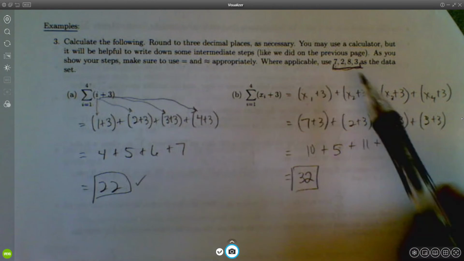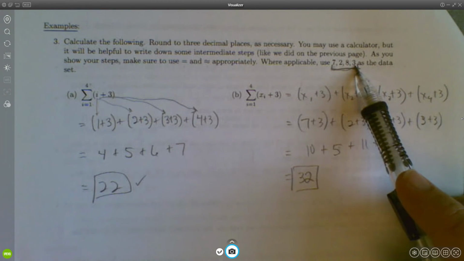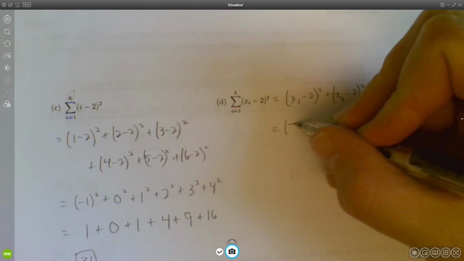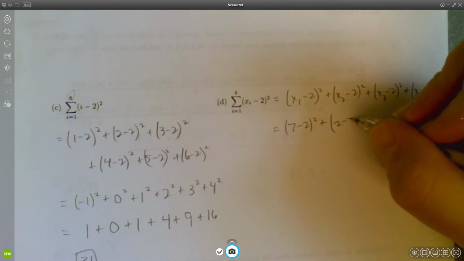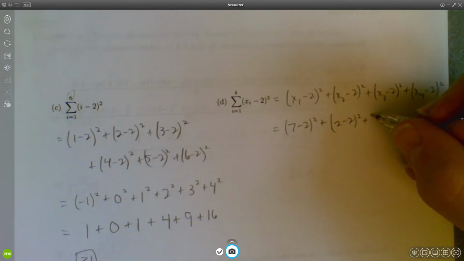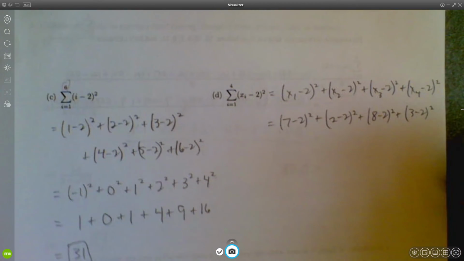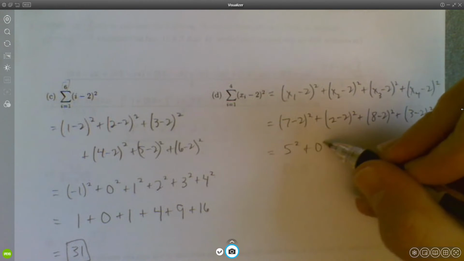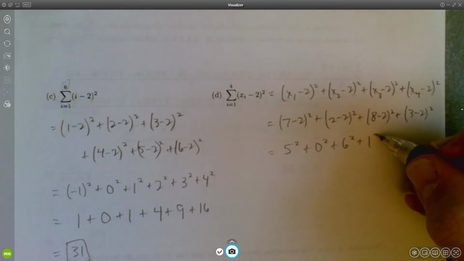x1 should be 7, right? x2 is 2, x3 is 8, and x4 is 3. So we're going to say this is 7 minus 2 squared plus 2 minus 2 squared plus 8 minus 2 squared plus 3 minus 2 squared. So that's 5 squared plus 0 squared plus 6 squared plus 1 squared.